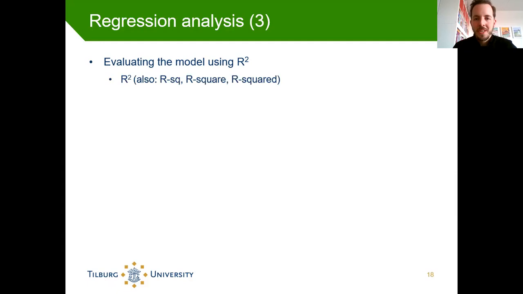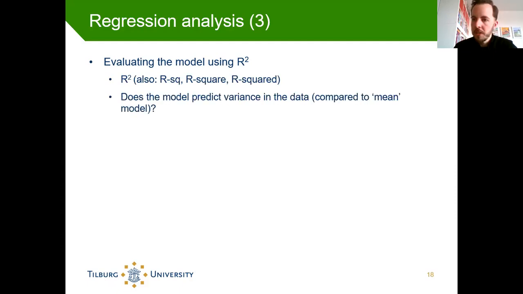Sometimes people call this R-squared or R-square or RSQ. It's basically all the same thing. SPSS will give it to you. And what this measure will tell you is whether your model, the line that you have let SPSS fit to your data, actually predicts variance, so the variability that you have in your data.